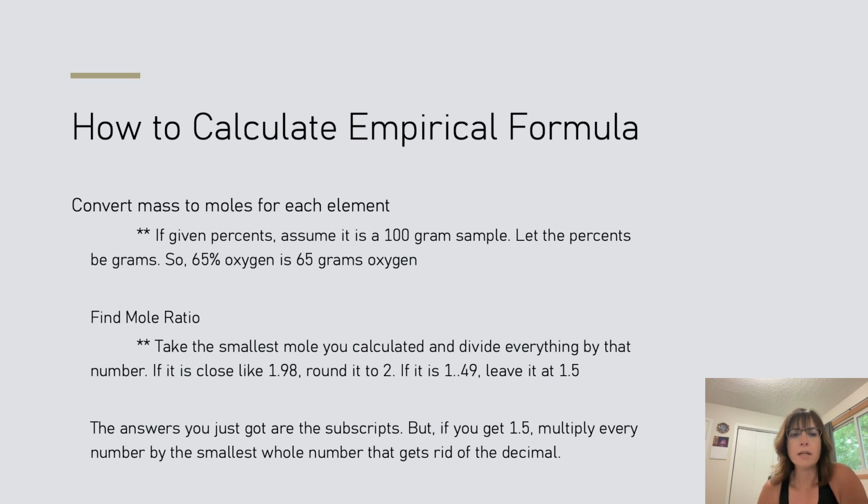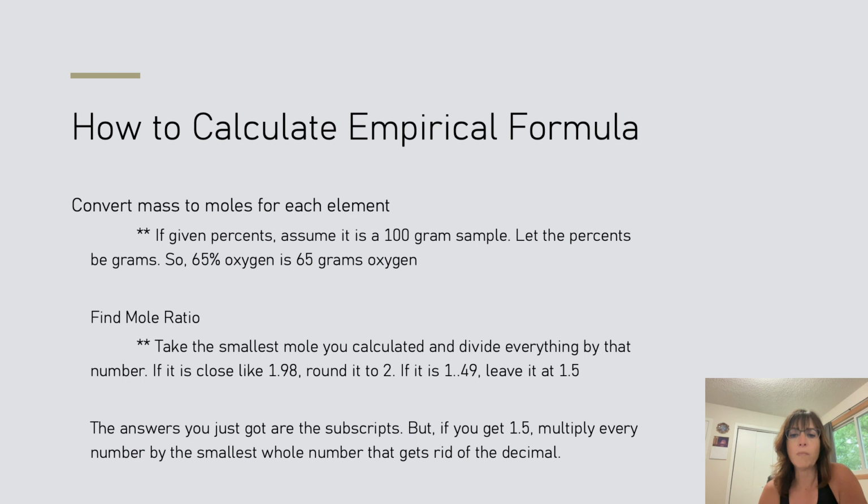How do you calculate an empirical formula? There are three basic steps. Number 1, mass to moles. Number 2, mole ratio. And number 3, those are your subscripts. There might be one little extra step in there, but that's basically it. So the first thing you want to do is convert the mass to moles. A lot of times a problem won't give you mass, it'll give you percents. Well, if the percents add up to 100%, you can assume you have a 100-gram sample. Then let the percents be grams. So if it says it's 65% oxygen, you have 65 grams of oxygen.